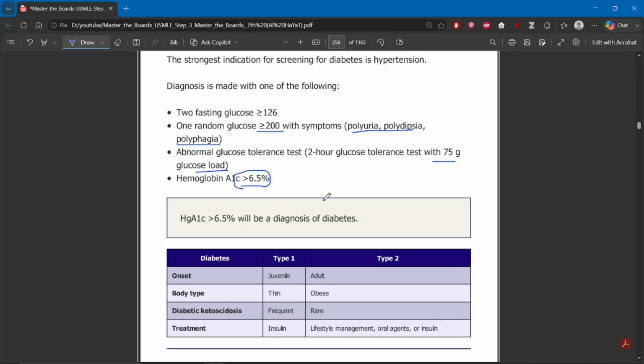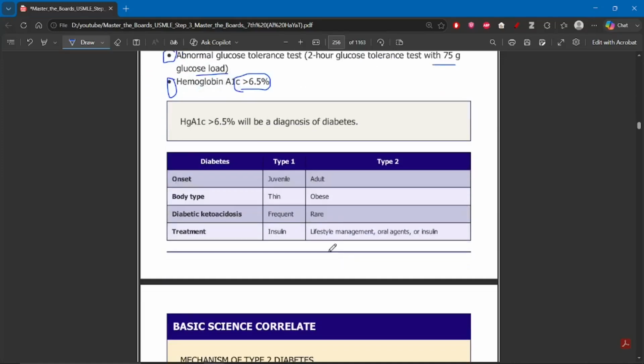Remember that you only require one reading of HbA1c, one reading of abnormal OGTT, one random blood glucose greater than 200 with symptoms, or two fasting blood glucose greater than 126. And either one of them is going to give you the diagnosis. So only one of them is needed to make the diagnosis. HbA1c greater than 6.5 will be a diagnosis of diabetes.